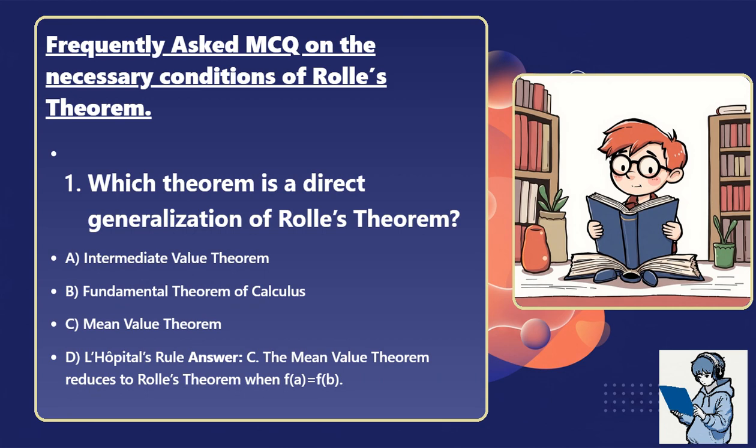5. Which theorem is a direct generalization of Rolle's theorem? Option A, intermediate value theorem. Option B, fundamental theorem of calculus. Option C, mean value theorem. Option D, L'Hopital's rule. Answer: C. The mean value theorem reduces to Rolle's theorem when f of a equals f of b.